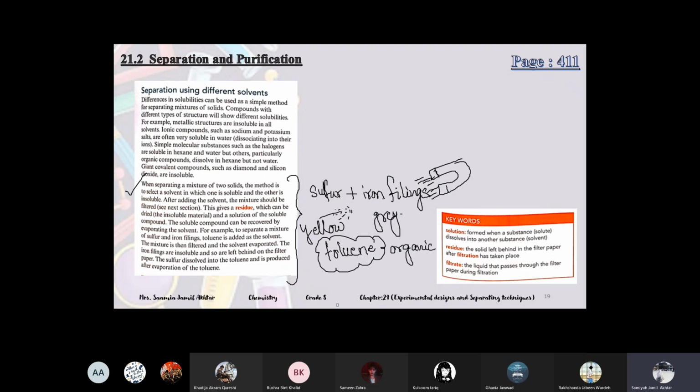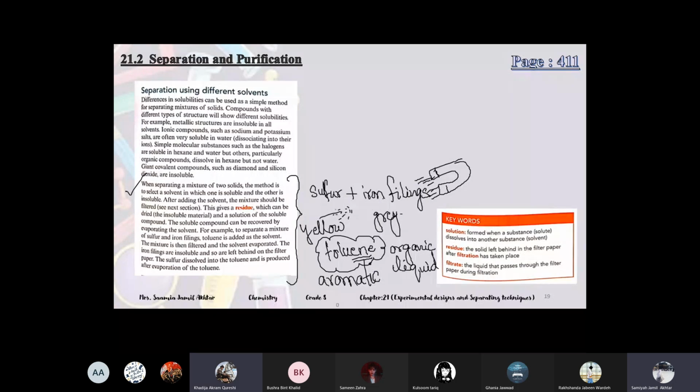You know what organic means? It's made up of carbon molecules. Carbon, and it's a hydrocarbon, made up of carbon and hydrogen only. Toluene is an organic solvent. It's from the alkene family, you study them in grade 7. If the word ends in ene, it means it's from the alkene family. And it's aromatic also. Aroma means fragrance, scent.